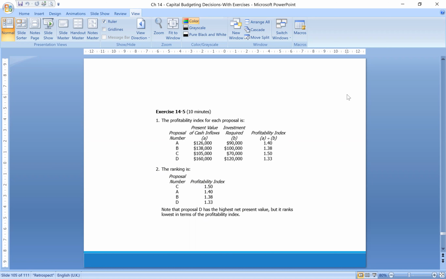So what is the ranking here? I will choose the best project depending on the profitability index. Be careful that we use the net present value, not the present value of the cash inflows. So I will say project C will be number 1, right? Depending on these numbers, project A, then project B, then project D. Depending on the profitability index, I would rank C, A, B, D. Okay.